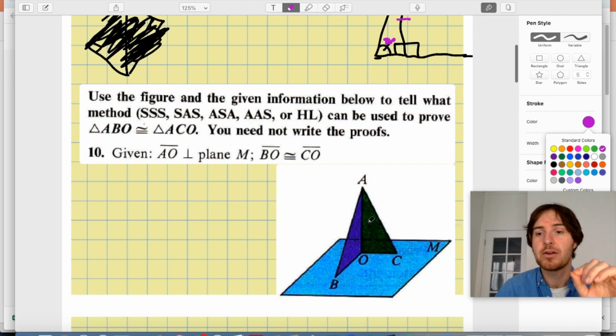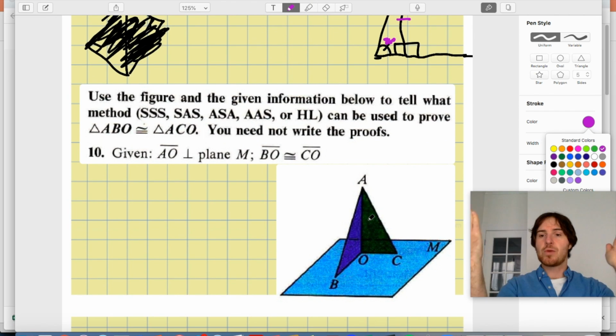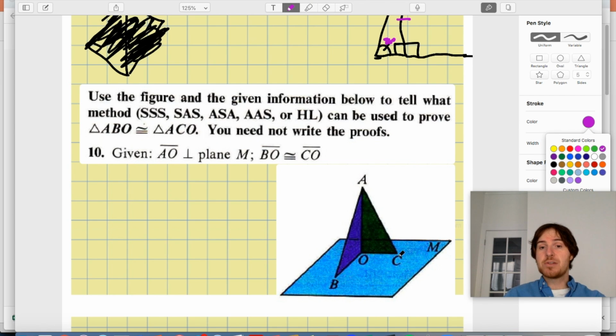Here we have a triangle and a triangle kind of meeting in space, right? We have multiple planes going on here. So plane AOB is different than plane AOC, because BOC are non-collinear points. What I was going to say here, we're in space here, okay? So that's something to point out.